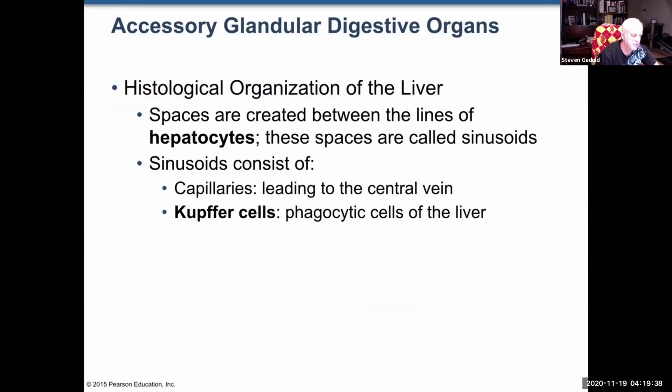Spaces are created between the lines of the liver cells, the hepatocytes. These spaces are called sinusoids. Those are the spaces. They consist of capillaries that lead to the central vein. The central vein is surrounded by each of those septum systems that develop. And in the liver, you have what are called Kupffer cells. Kupffer cells are the phagocytic cells of the liver. That's what destroys bacteria and everything else that enters it, and bad red blood cells, so they can be recycled. Those are your Kupffer cells.